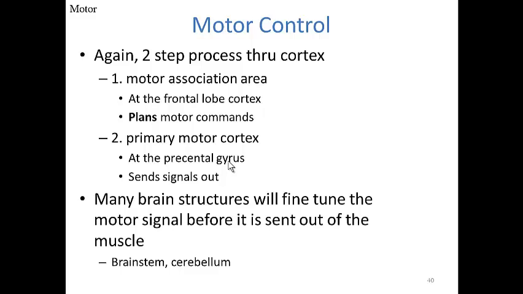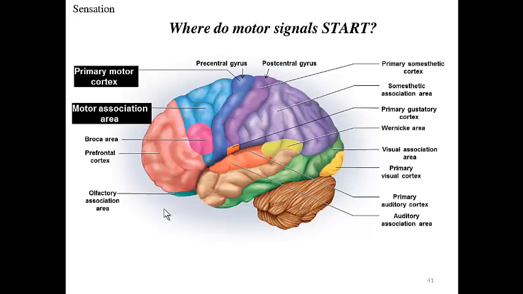Now there's many brain structures that are going to be involved with fine-tuning a motor signal before it's actually sent out to the muscle. For example, the brainstem could be involved, the cerebellum, which of course is highly involved with precision and control of muscles, would likely be involved too. So in light blue, we see the motor association area where motor signals start. This is when we plan out a motor command. From there, the information is sent to the precentral gyrus, our primary motor cortex, and then it will be sent to other brain areas such as the cerebellum.